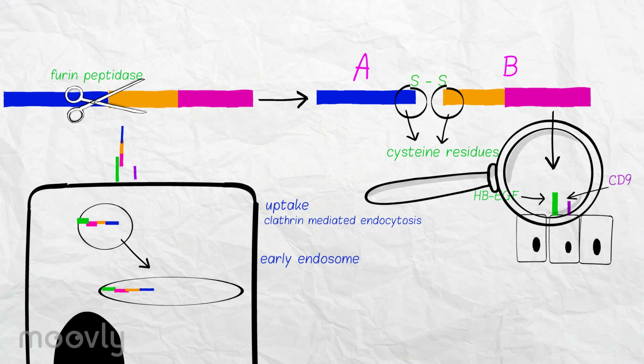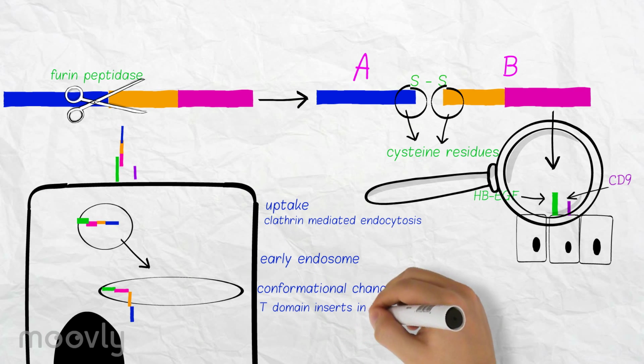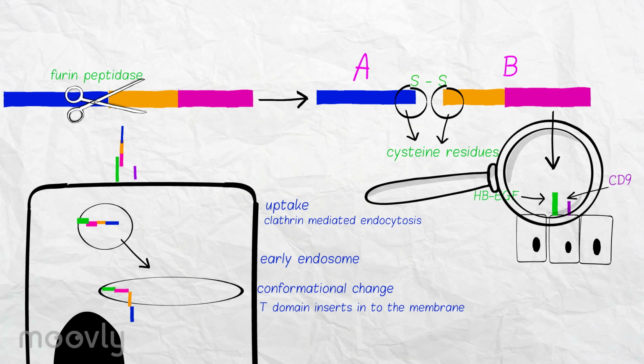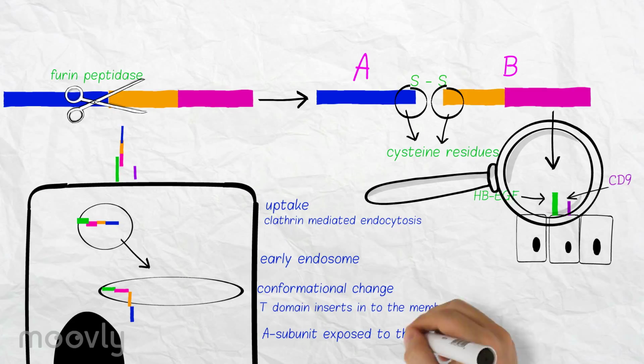The lumen of the early endosome is very acidic. The acidity here causes a conformational change to occur in the T domain of the toxin, such that it inserts into the endosomal membrane. The catalytic A subunit now gets exposed to the cytosol, but at this point it is still covalently attached to the rest of the toxin.